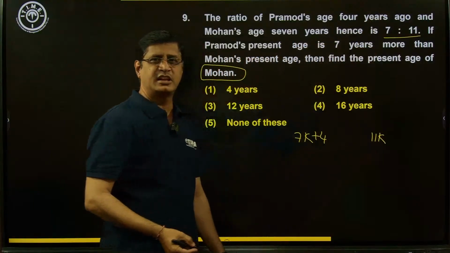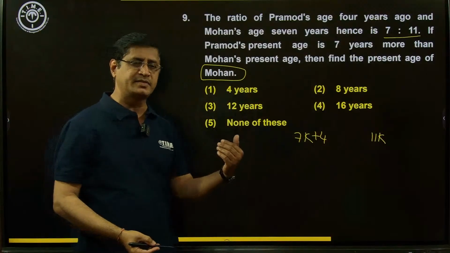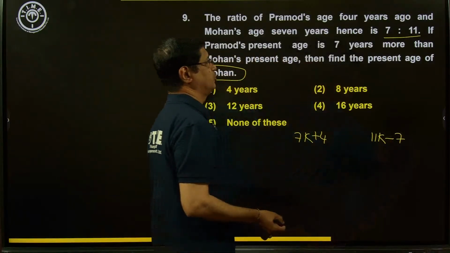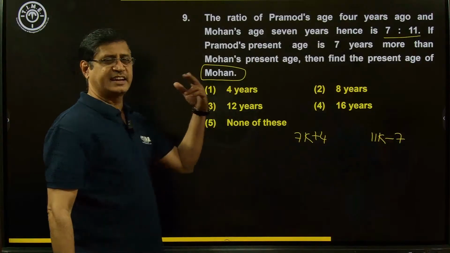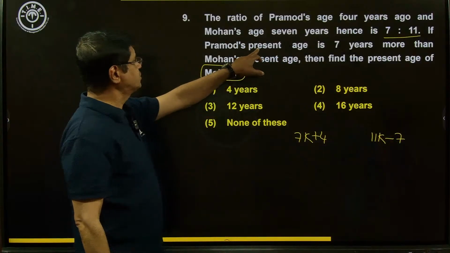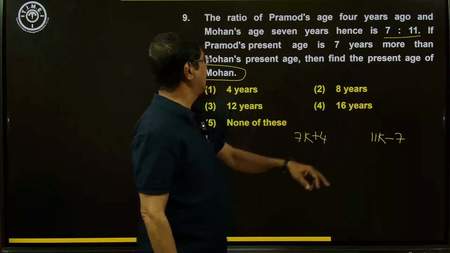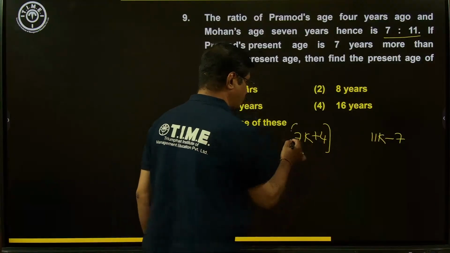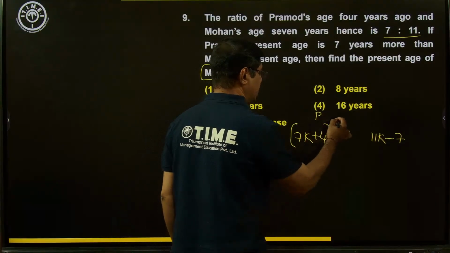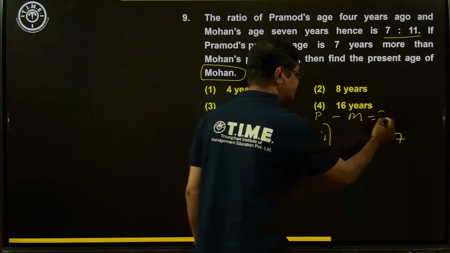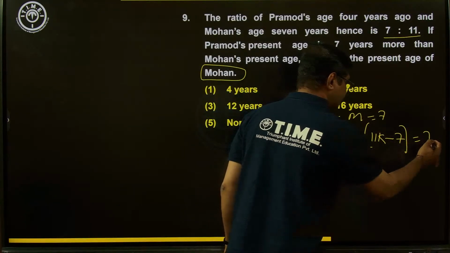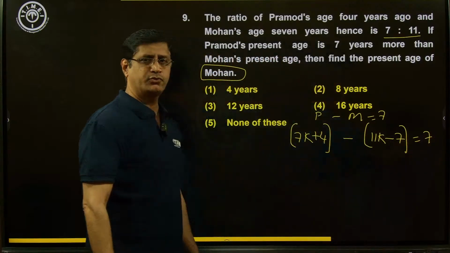After 7 years, 11K means what about the present? The present means just subtract the 7 to get the present value. Now, what is the second point here? Pramod's age is 7 years more than Mohan's age. So, Pramod, 7K plus 4. This is Pramod. And Mohan, the difference is 7. So, the difference of these two is equal to 7 years. Now, simplify. It will give the value of K.